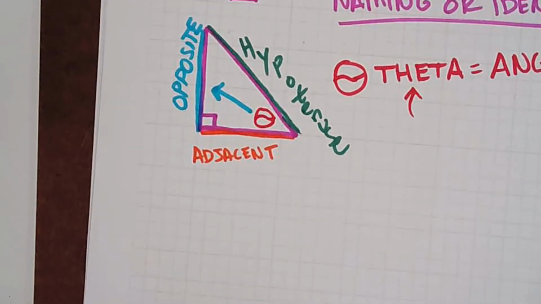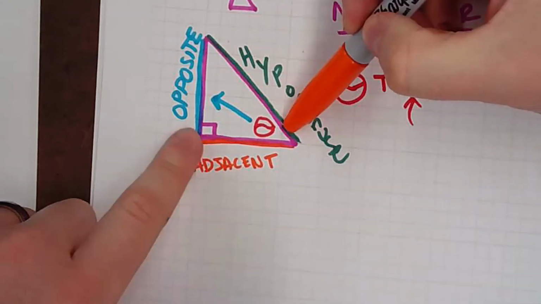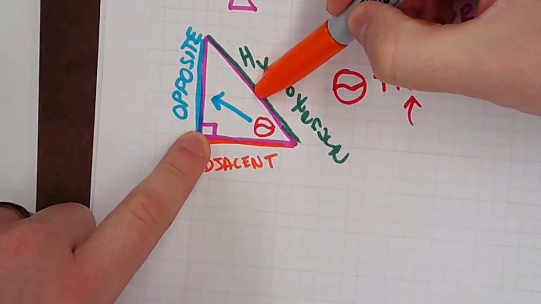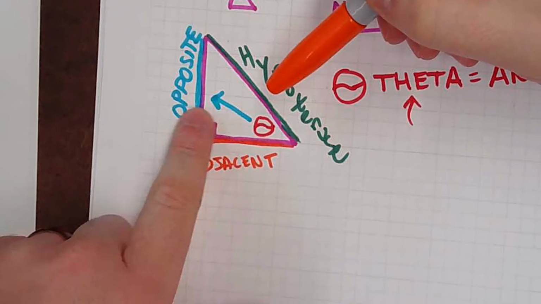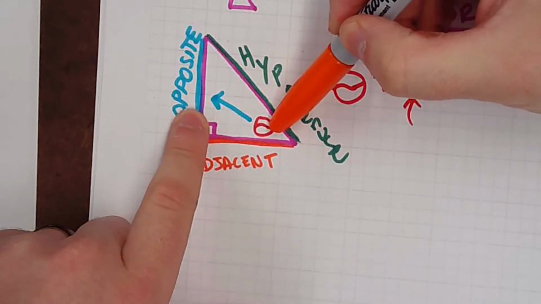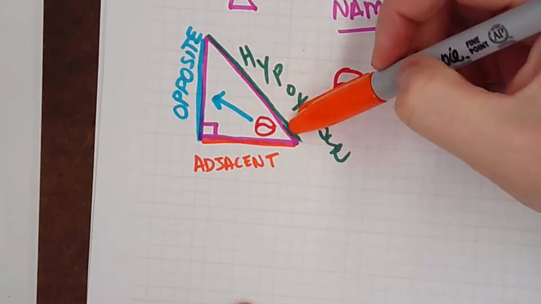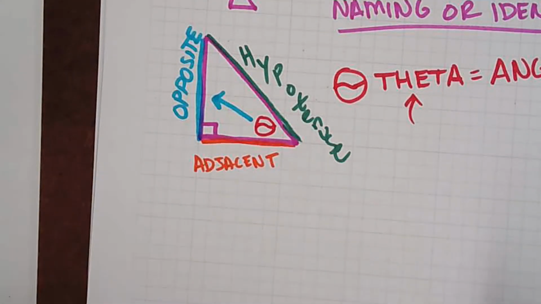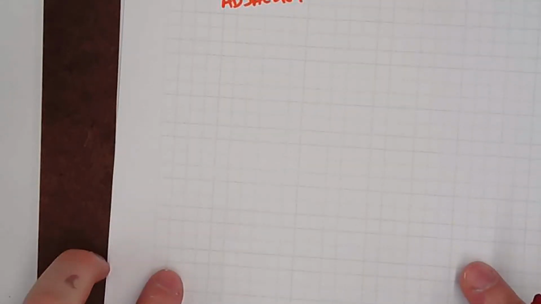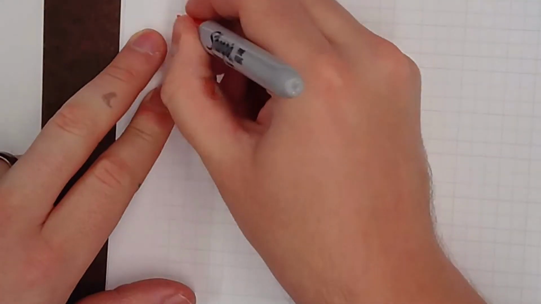So again, here's your example. Remember, the hypotenuse is the one opposite the 90-degree angle. The opposite side is the one opposite theta, right? And the adjacent is the one that's attached to it that isn't the hypotenuse. Pretty much, yeah. It should sound familiar. All right, so I'm going to give you 3 examples. Example number 1.